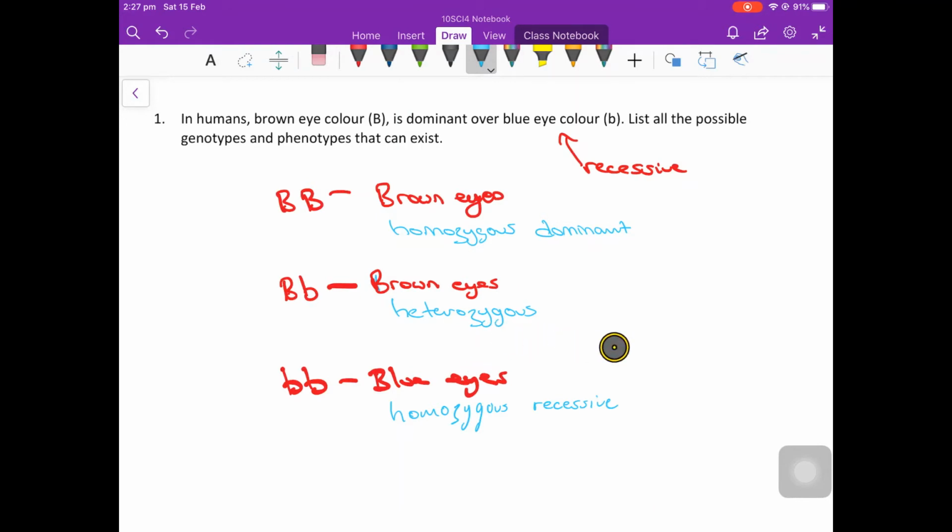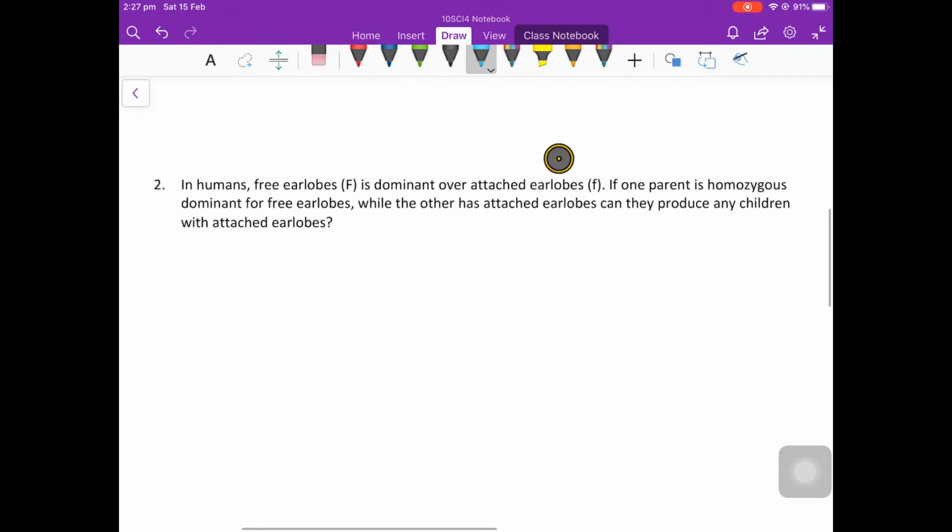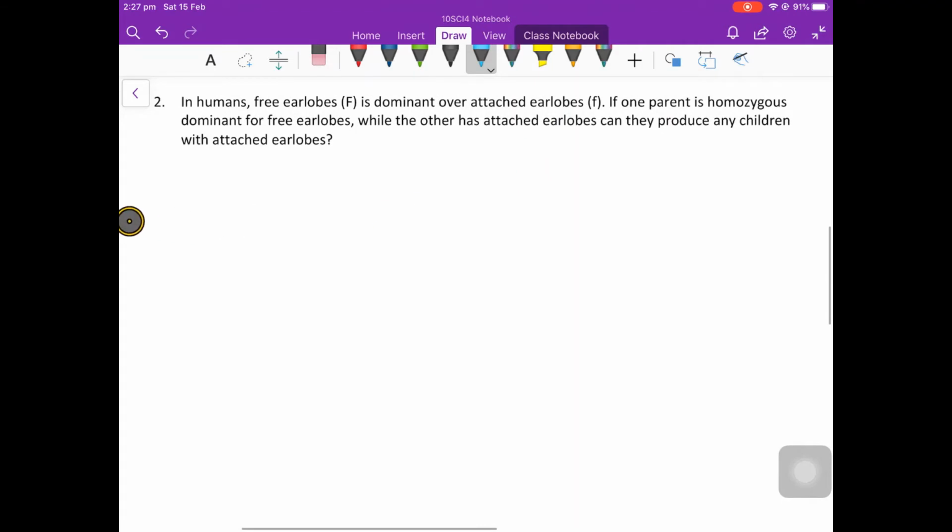Let's go on to question 2. Question 2 says, in humans, free earlobes, capital F, is dominant over attached earlobes, lowercase f. If one parent is homozygous dominant for free earlobes, while the other has attached earlobes, can they produce any children with attached earlobes? So this question, I can already tell, is going to require us to do a Punnett square, because we need to determine what the children of these parents will have, what their genotypes and phenotypes will be.